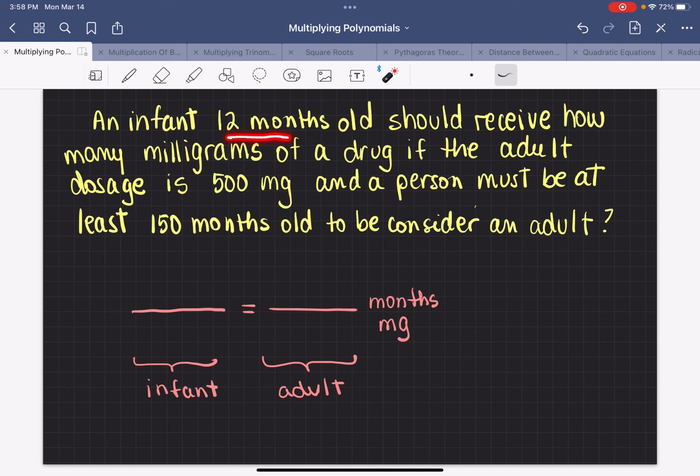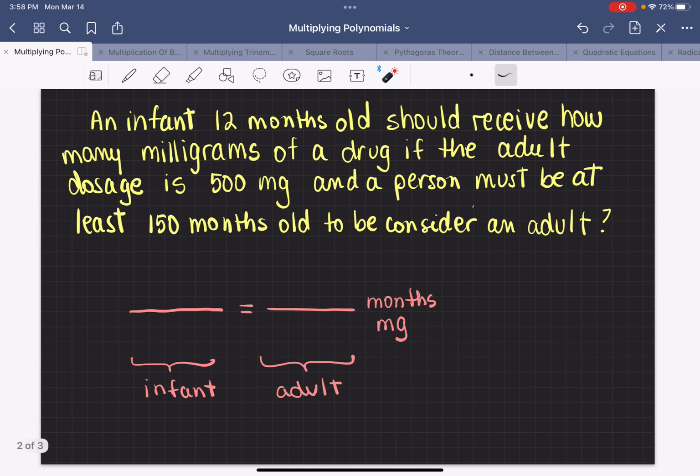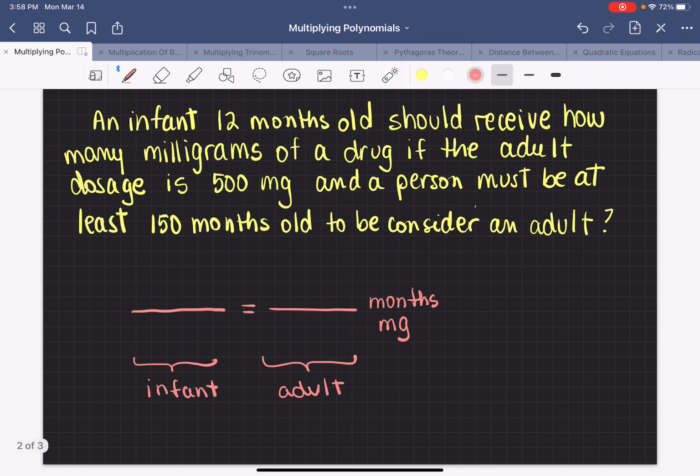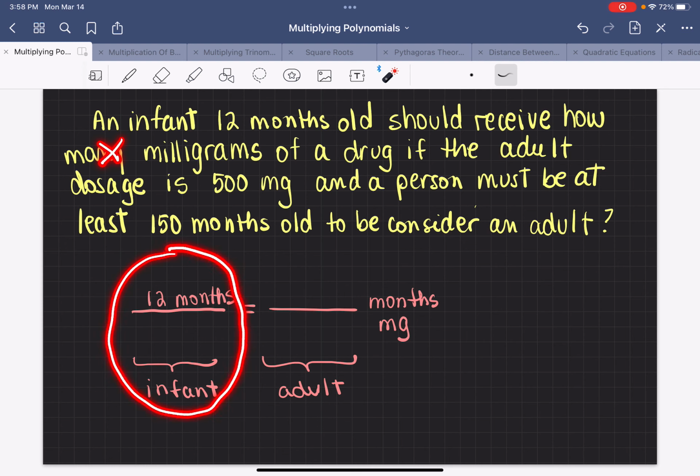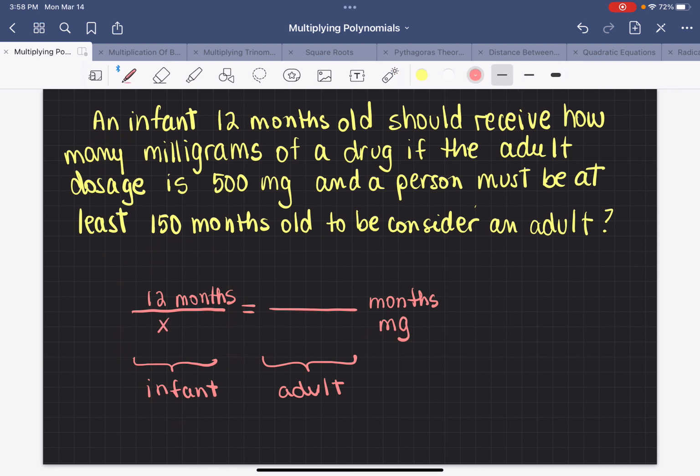An infant 12 months, so it's 12 months. Months go on top and infant is on this side. So the 12 months, I'm going to write it here, 12 months. Then I continue reading. Should receive how many milligrams? This how many is your x, right? So x milligrams. This how many milligrams are for the infant, so should be on the side of the infant, and milligrams go in the bottom. So the x milligrams will be on the bottom of the fraction on the left side.